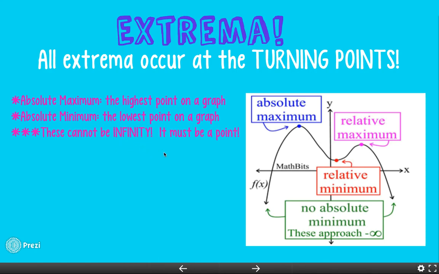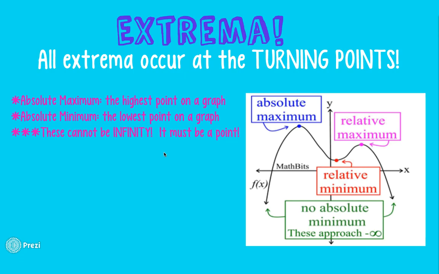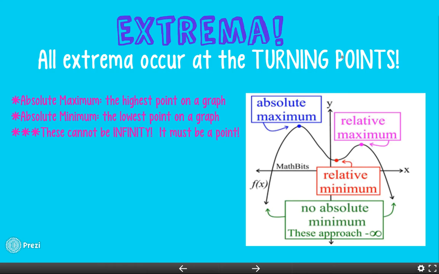Sometimes, you guys, graphs don't have absolute maximums or minimums, and that's okay, because sometimes the absolute highest and lowest points occur at infinity, which means it can't be an extrema because extrema occur at turning points. They're a point. So if we look over here, this one has an absolute maximum because the blue point right here is the highest point on the entire graph. Now this one doesn't have an absolute minimum because the lowest points are headed toward infinity, and infinity can't be the answer.